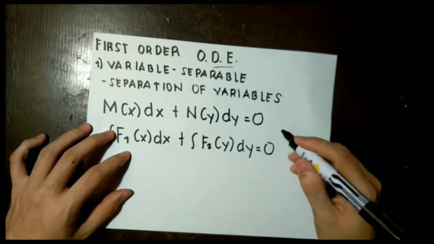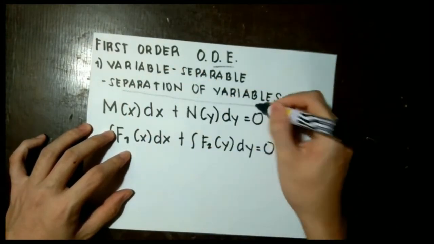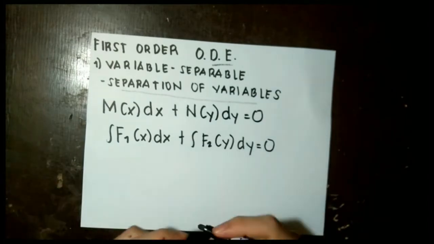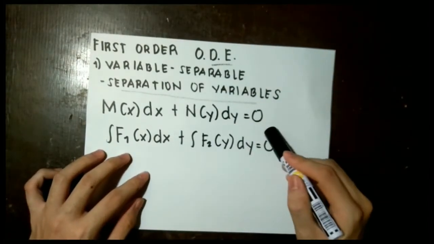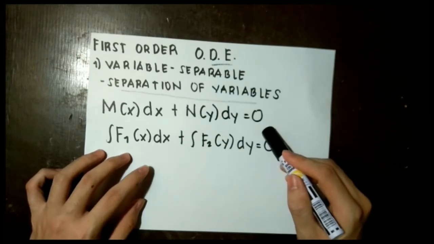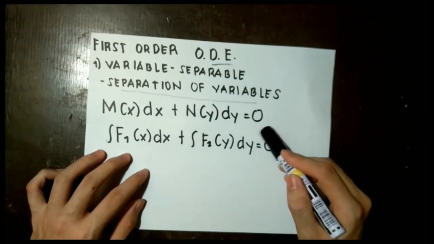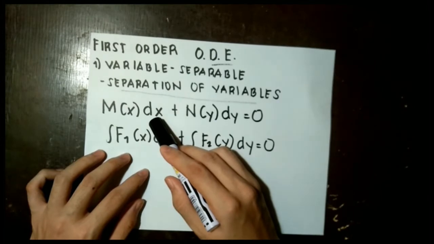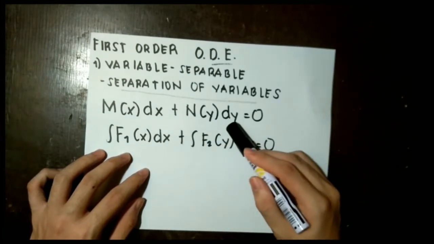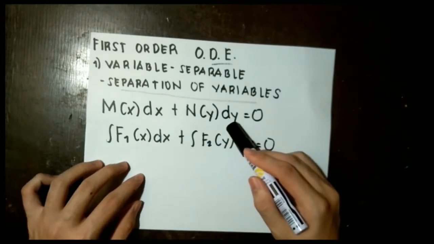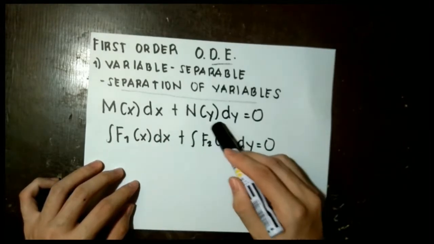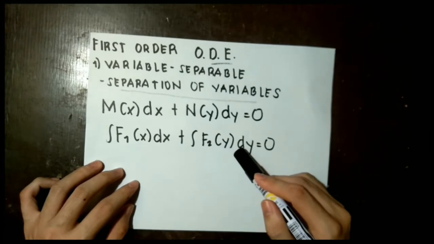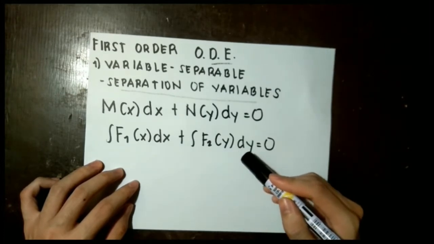So, pag sinabi nating separation of variables, gagawa natin siya sa form ng M of x dx plus N of y dy is equal to 0. Meaning, yung pure functions of x, masasama natin sa dx, at yung pure functions of y, masasama natin sa dy. So, pag sinolve na natin siya, i-integrate lang natin yung pure functions of x, i-integrate lang natin yung pure functions of y, then ma-solve na natin yung differential equation.